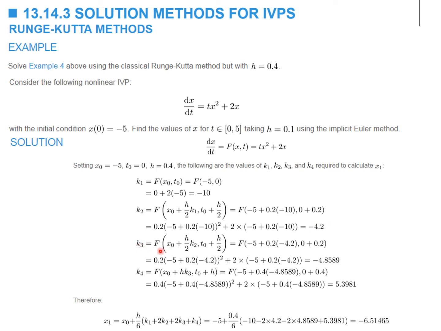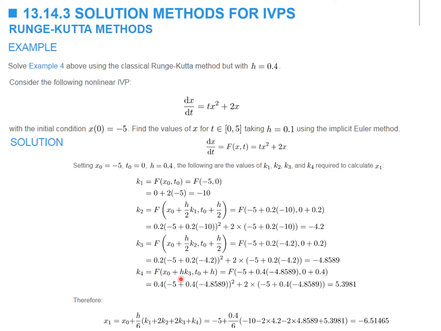k3 is the slope at the intermediate point. The intermediate point is found first as x naught plus h over 2 multiplied by k2. k2 is the value that we just found. So x naught is negative 5, h over 2 is 0.2, and k2 is equal to negative 4.2. So this gives me a value for x. t naught plus h over 2 will give me a value of t. Substituting here will give me a value for the slope as negative 4.8589.